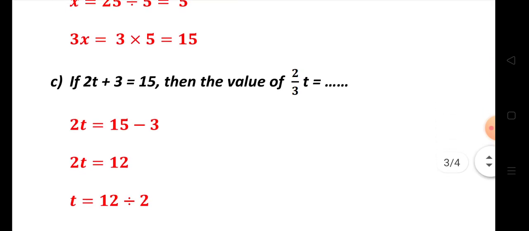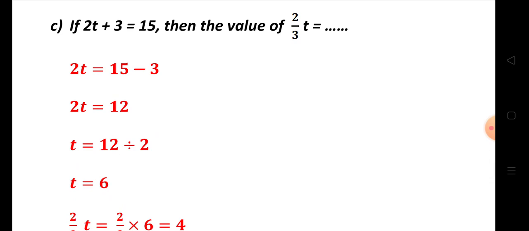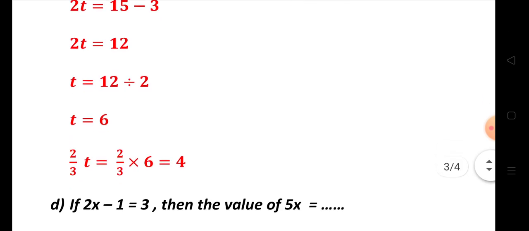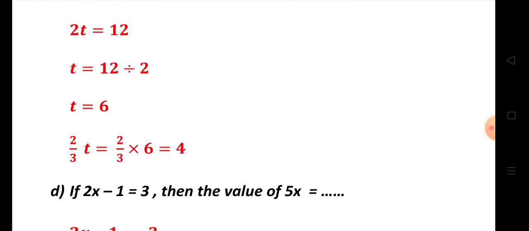The next example, I also have the equation 2t plus 3 equals 15. And he asked me about the value of 2 over 3 t equals what? Also in this example, I will get the value of t at the first. As before, we will move the number 3 to the other side with the opposite operation. So the equation will be 2t equals 15 minus 3. So 2t equals 12. By dividing by 2, the value of t equals 12 divided by 2 equals 6.